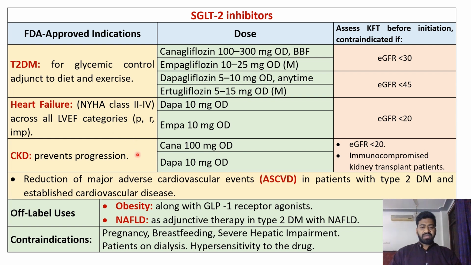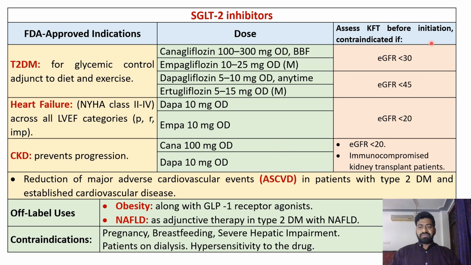In CKD, they prevent the progression of the disease, and they reduce major adverse cardiovascular events in patients with diabetes mellitus and established cardiovascular disease. Off-label use includes obesity along with a GLP-1 receptor agonist, non-alcoholic fatty liver disease, and adjunct therapy in type 2 diabetes mellitus with NAFLD. These are the FDA-approved drugs and doses in respective categories.